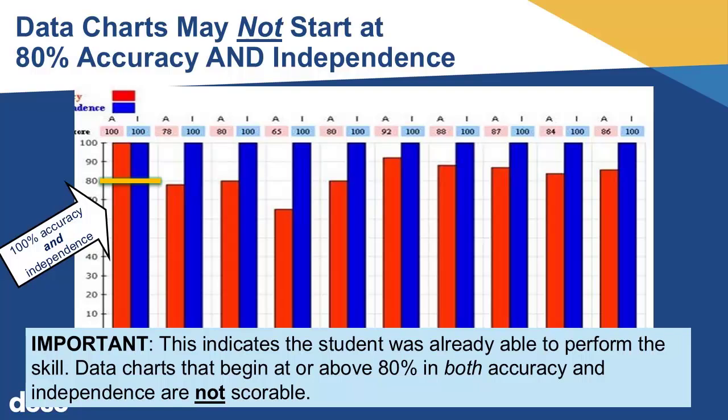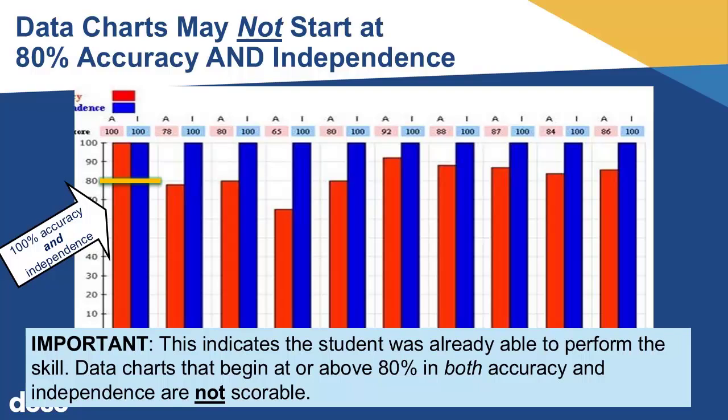One thing you don't want to do is to have that first data point be 80% accurate and 80% or above independent. So 80 and above in both accuracy and independence on that first data point, that data chart will not be scored. Because what that says is that the student already mastered this.